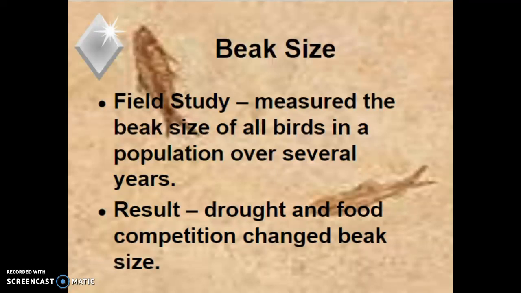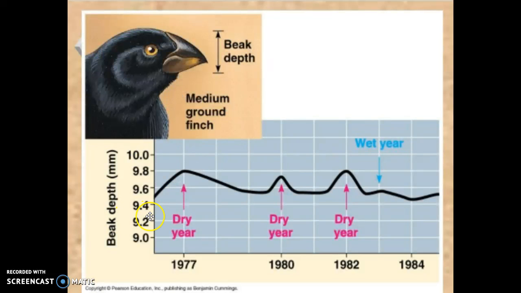Another example of beak size relates to studying one population of birds over multiple years. We see after a dry year, beak size decreases. After wet years, the beak size increases. So we see these little bumps right there.